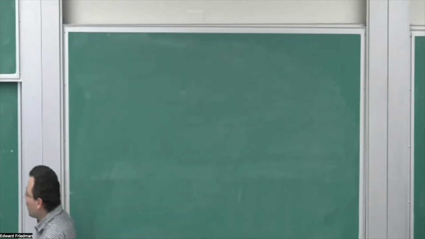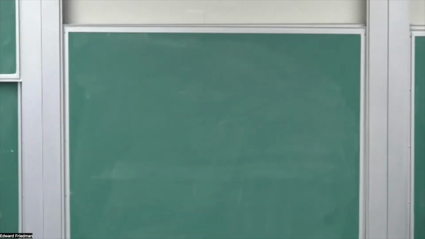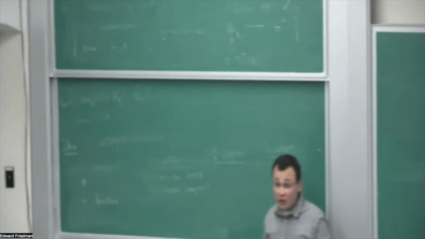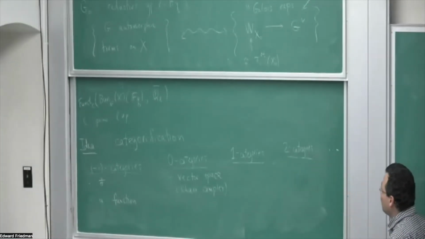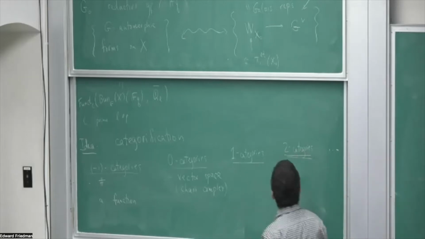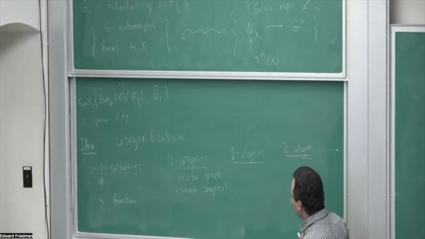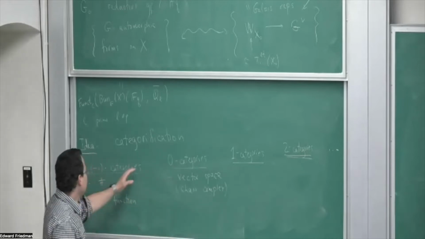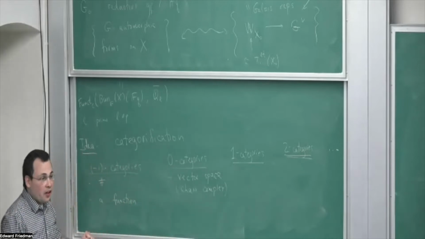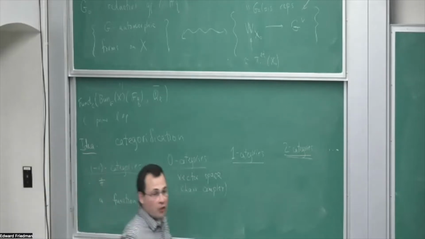So this extra freedom of passing from numbers to vector spaces allows you to do this. And so the idea is to go further in this hierarchy and leverage this. But before I do that, let me try to explain how even this passage from -1 categories to 0 categories happens in arithmetic geometry.